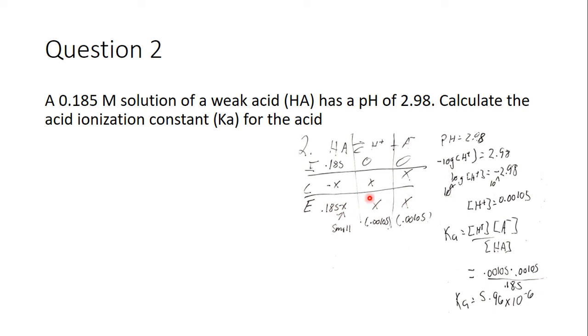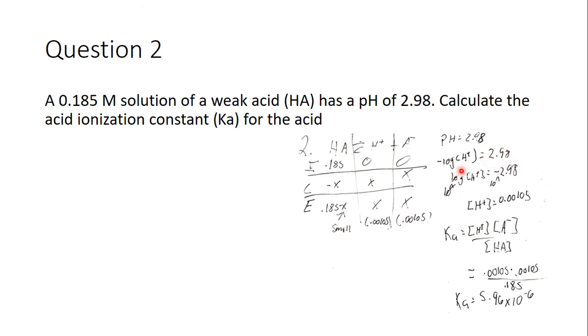Now, I'm going to assume X is small, but we can actually do that calculation because we're given the pH. We actually know what these X's are. So pH equals 2.98. Well, pH is minus log H plus equals 2.98. Multiply each side by a negative. Log of H plus equals negative 2.98.